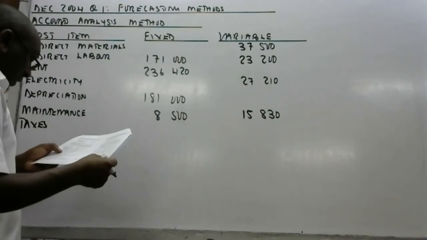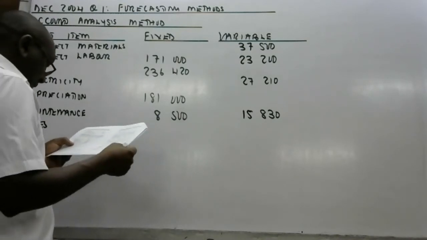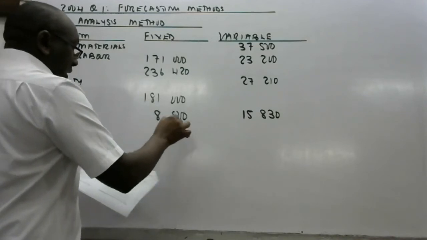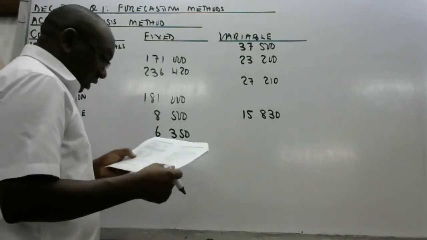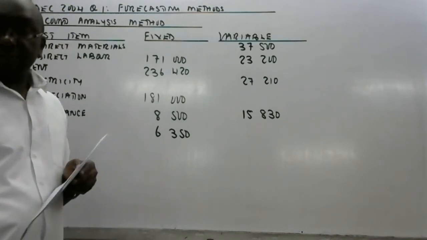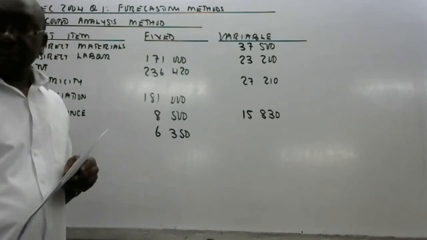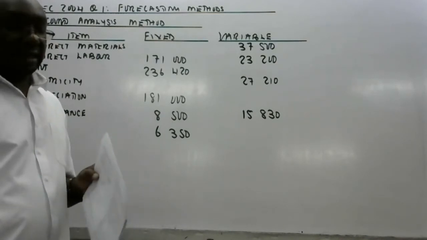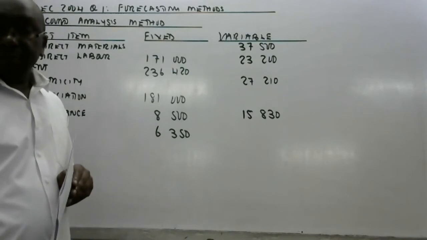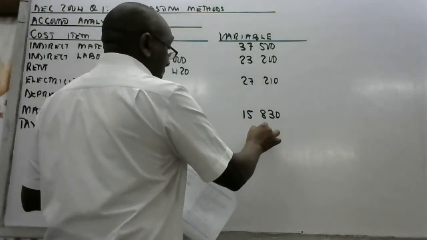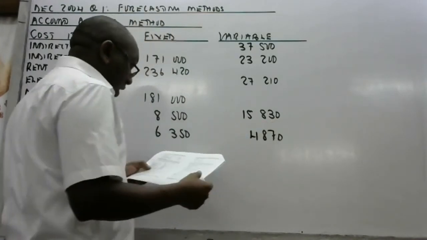We go to taxes. So taxes, we are told 6350 are fixed. So give me the balance. Make sure as many are sending the figures. 4870.